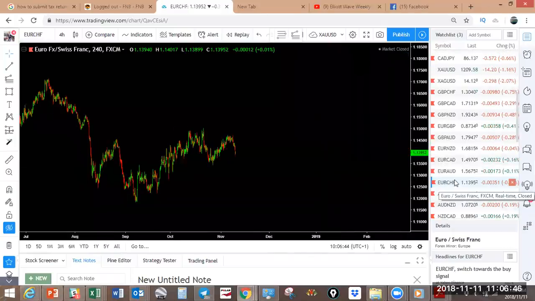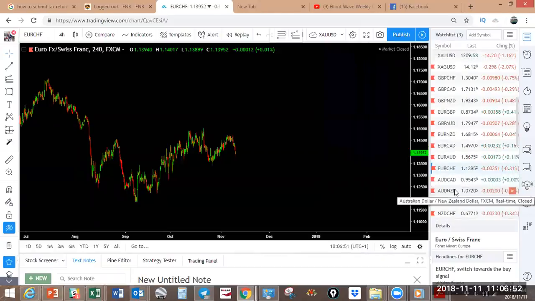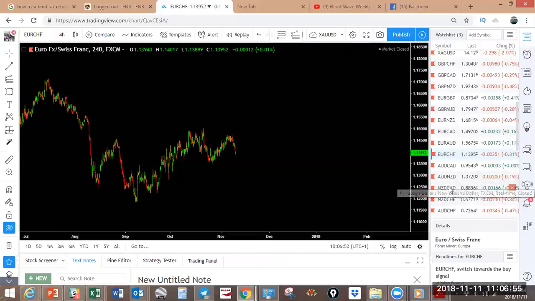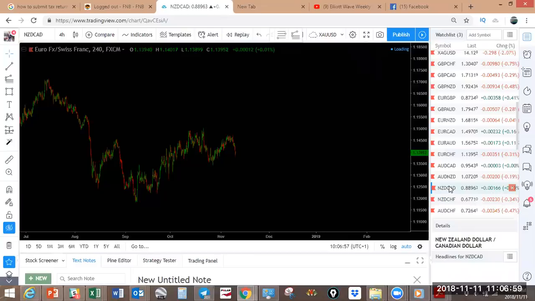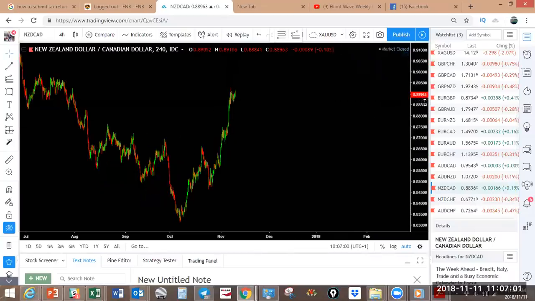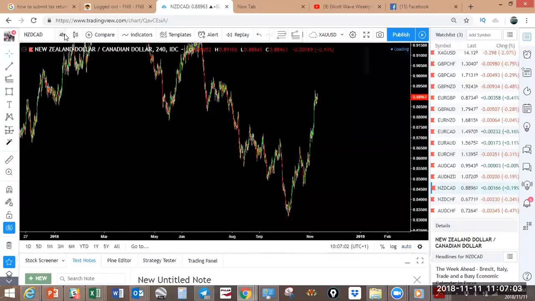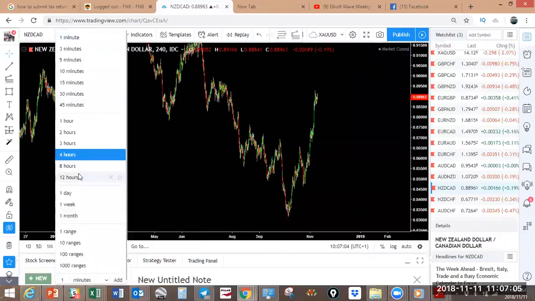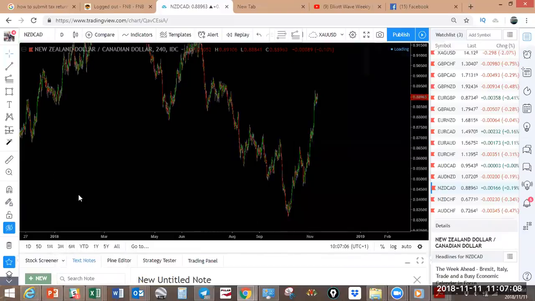That's Euro CHF. I think we're done with all the euros. Euro AUD, we've done CAD, New Zealand. We've done, that concludes all the euro pairs. Now let's run through the crosses. Okay, well, let's do New Zealand CAD. New Zealand CAD. I'm going to do all the CAD pairs. Let's do the CAD pairs, 3 of the CAD pairs.